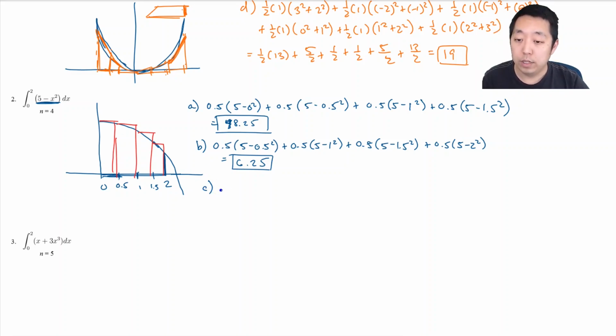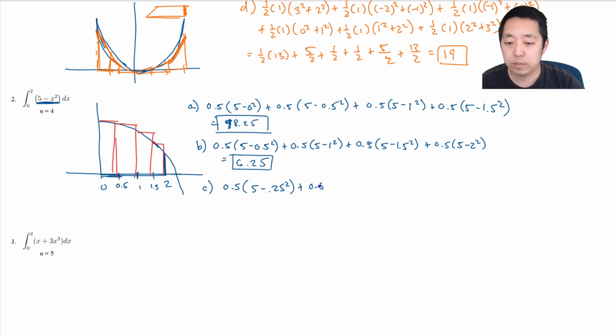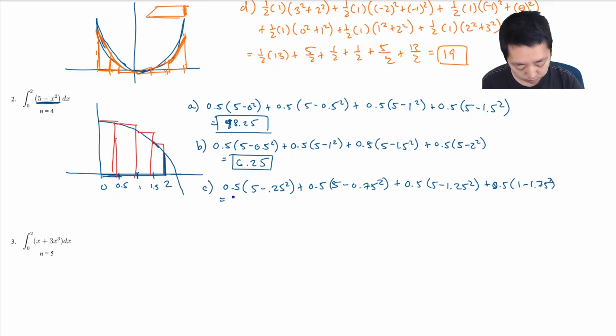For the midpoint one, we're going to do 0.5, and we're not going to use 0 or 0.5, we're going to do the average of these two. So it's going to be 5 minus 0.25 squared, 5 minus 0.75 squared, 5 minus 1.25 squared, and then 0.5 times 5 minus 1.75 squared. Okay? So we're going to do 5 times 4.